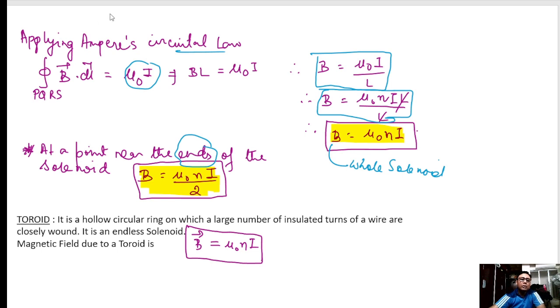Now what is a toroid? Next let us see the toroid. It is a hollow circular ring on which a large number of insulated turns of a wire are closely wound. It is an endless solenoid. Please remember, endless solenoid. So it is like a solenoid only. So the magnetic field due to the toroid will also be this, because it is an endless solenoid.